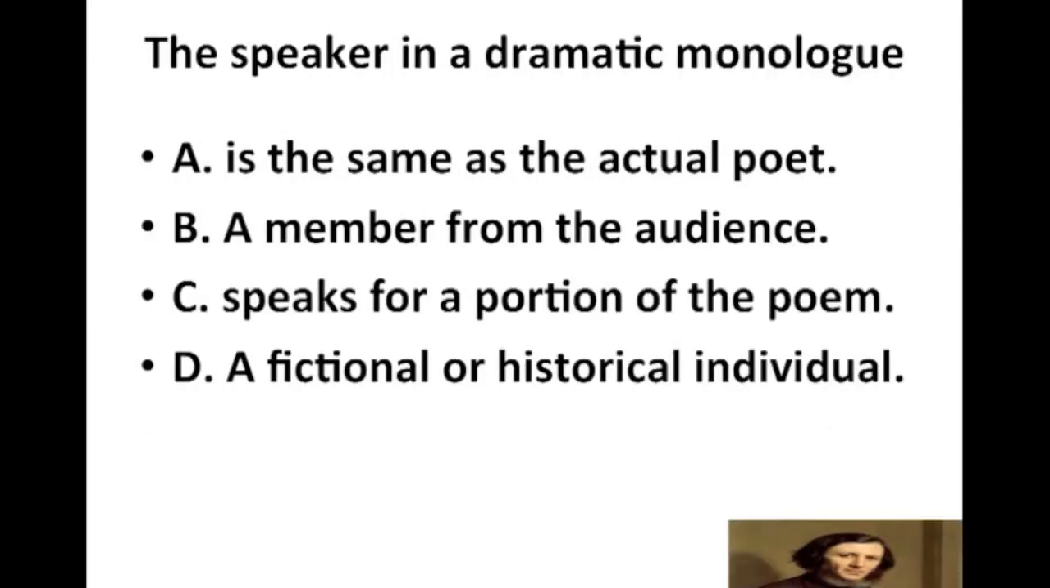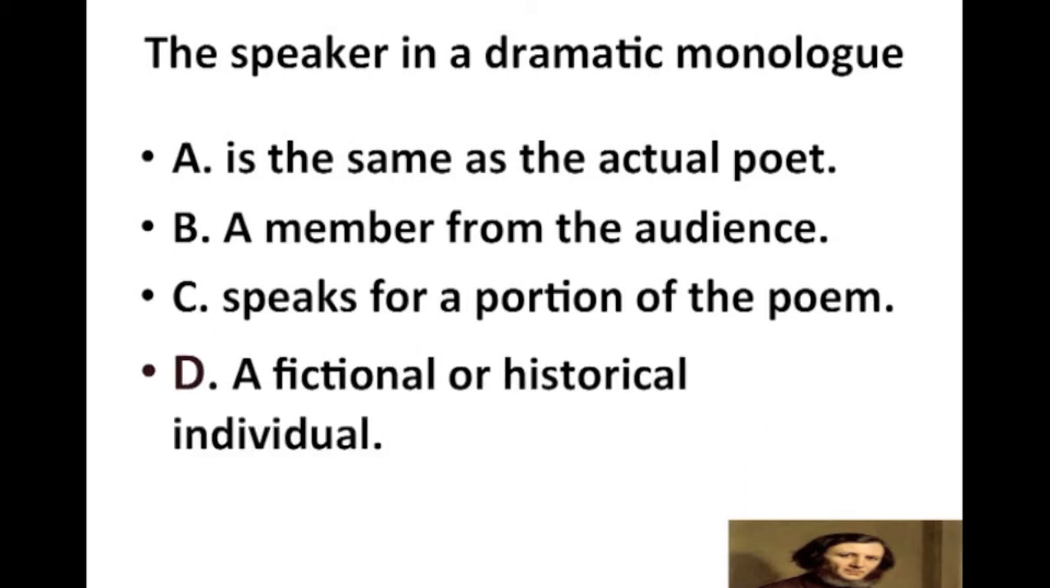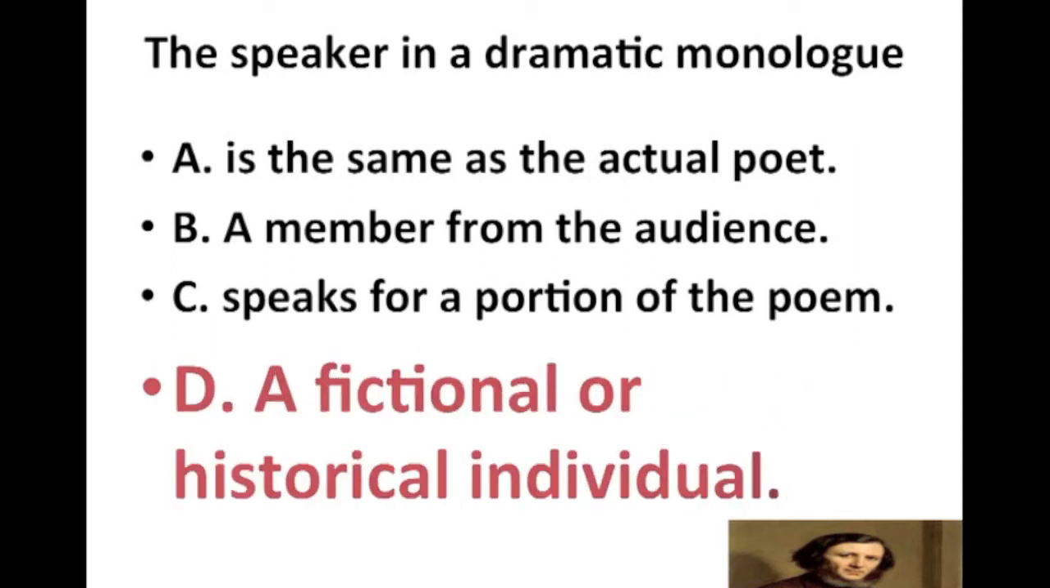Number 2, the speaker in a dramatic monologue is A, the same as the actual poet. B, a member from the audience. C, speaks for a portion of the poem. Or D, a fictional or historical individual. D is the answer.